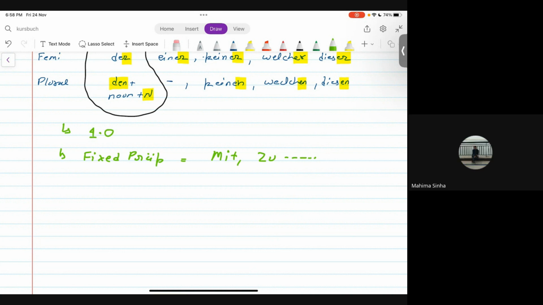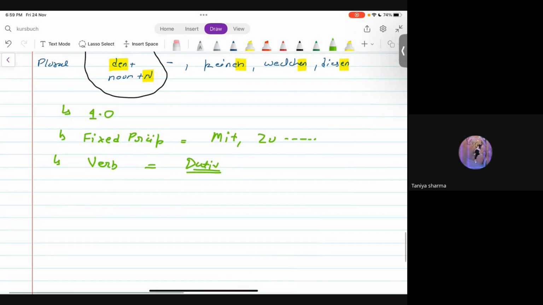Next, guys, there are also fixed verbs. If you use that verb, you will use the dative case. Guys, what? Dative case. So, for example, just give me a minute. Just give me a minute, guys.